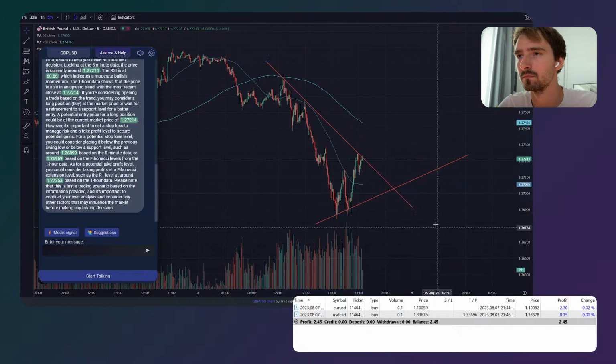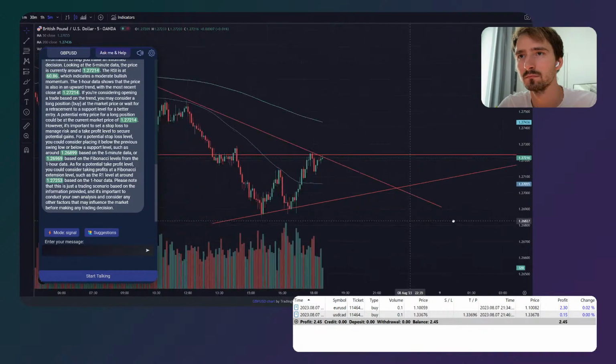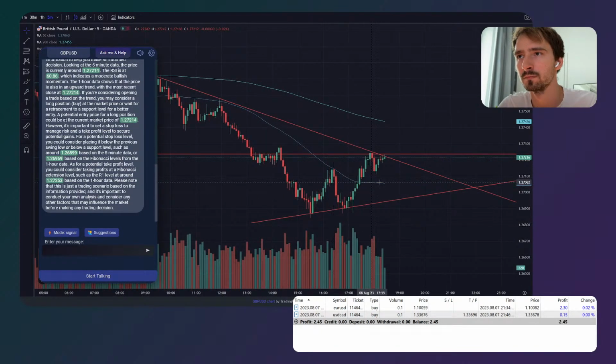If you're considering opening a trade based on the trend, you may consider a long position, buy, at the market price or wait for a retracement to a support level for a better entry. A potential entry price for a long position could be at the current market price of 1.27214. However, it's important to set a stop loss.